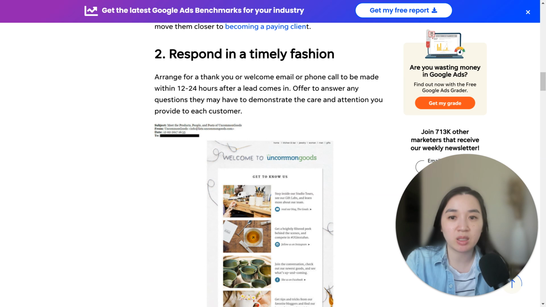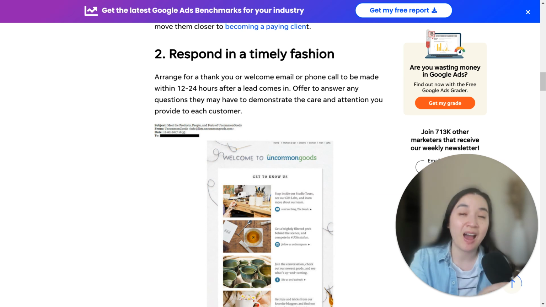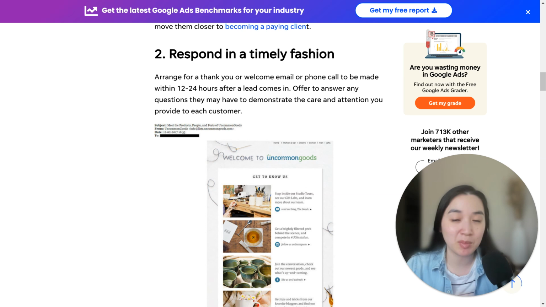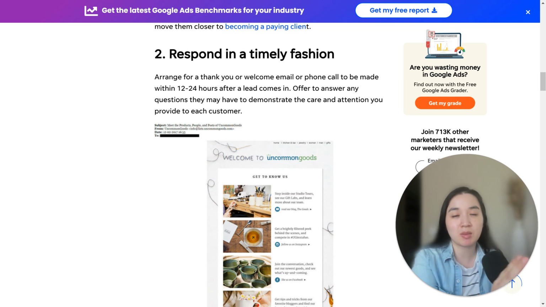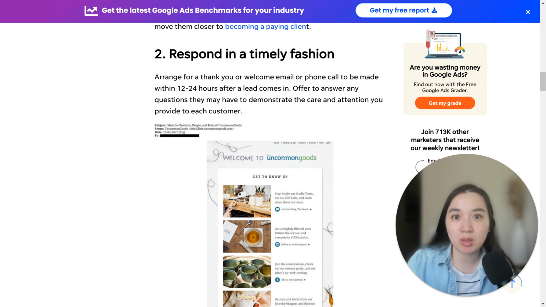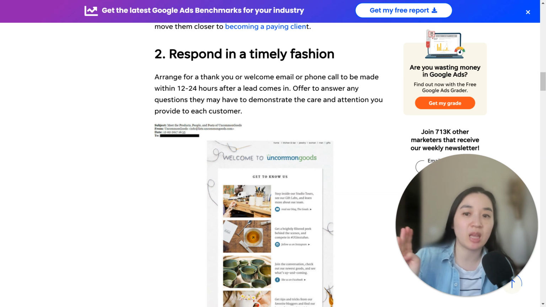I actually see here that WordStream is recommending to arrange for a thank you or welcome email or a phone call to be made within 12 to 24 hours after a lead comes in. I like to say within 15 minutes of a lead coming in, or even sooner. If you can have it within 5 minutes, that's amazing, because these leads are going to be shopping around to other competitors, and the sooner that you get back to them, the better, because as time goes on, 12 to 24 hours, they may have already forgotten that they filled out your form.